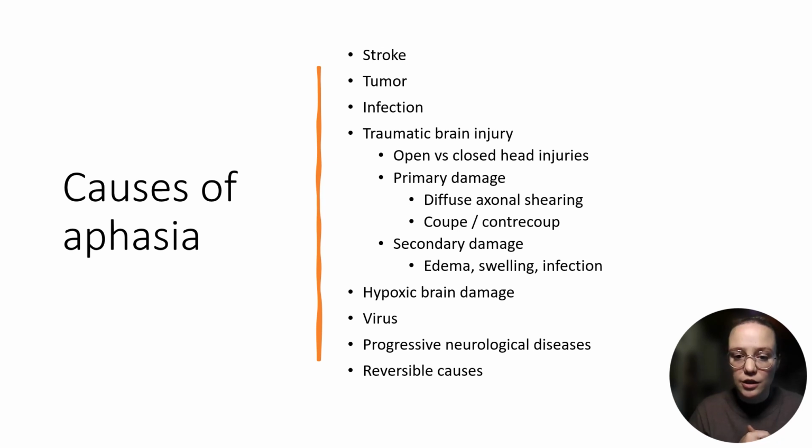Some other causes include hypoxic brain damage, which is a lack of oxygen for a considerable amount of time. An example of this might be a near drowning experience. A virus, progressive neurological diseases. Specifically, there is a syndrome called primary progressive aphasia. It's relatively new compared to what we know about acquired aphasia, or the aphasia I'll mostly focus on today.